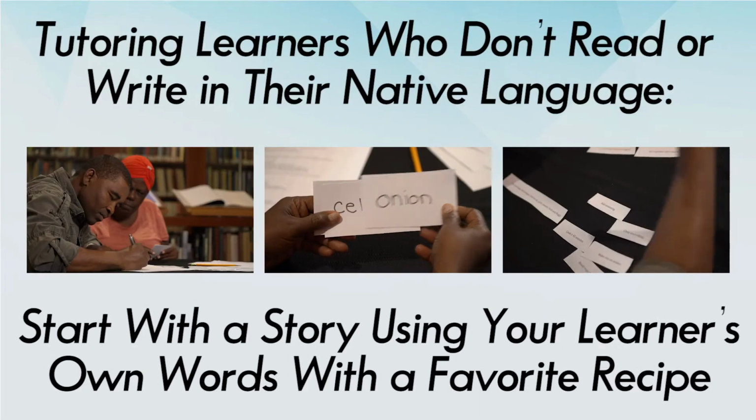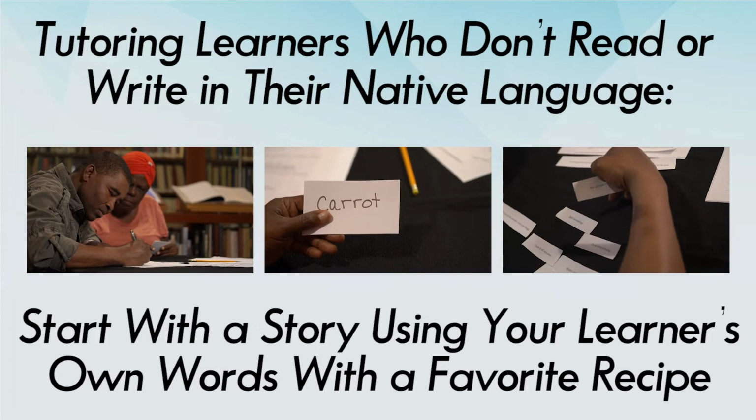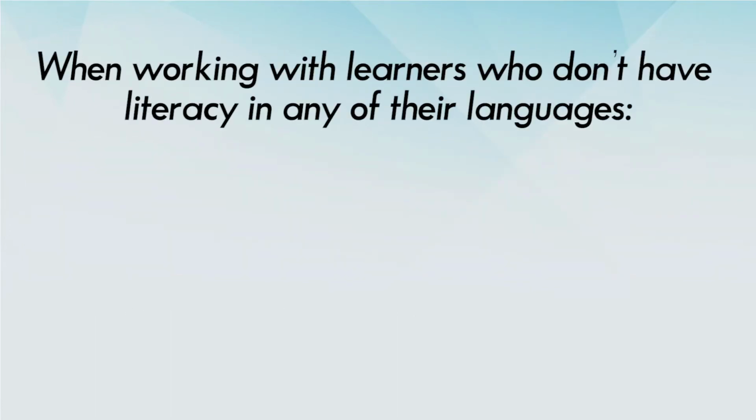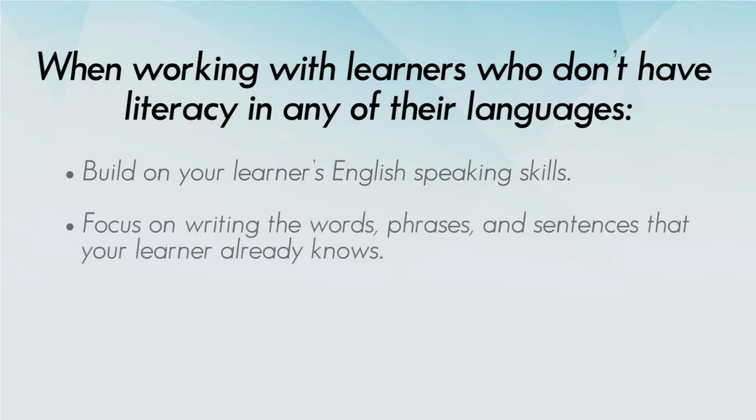This video demonstrates strategies for working with learners who don't have literacy in any of their languages. For learners who don't have literacy in any of their languages, reading and writing should build on their English speaking skills. You might remember that when you first learned to read and write in school, you were reading and writing words that you could already say. The same is true for your learner. You want to focus on reading and writing activities that use the words, phrases, and sentences that your learner already uses when they speak in English.